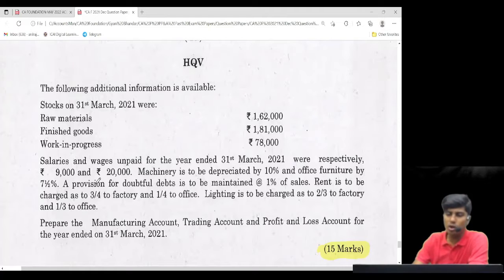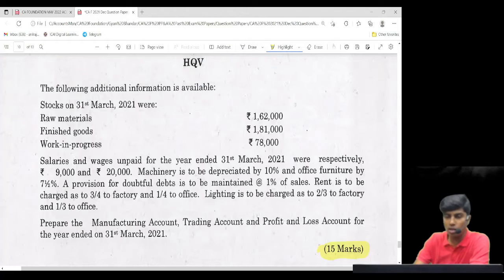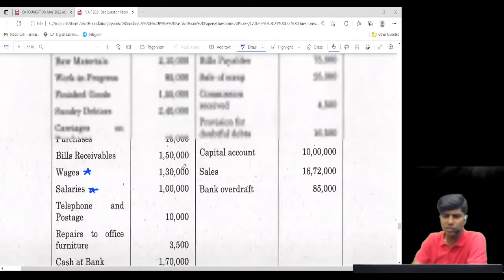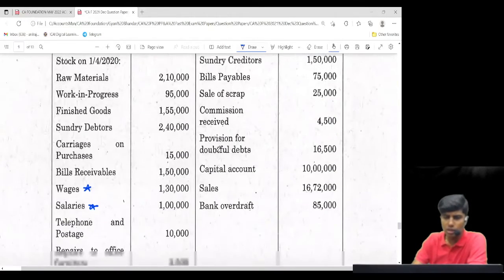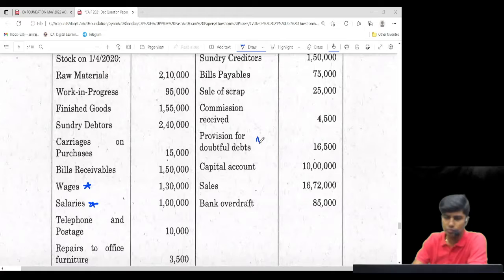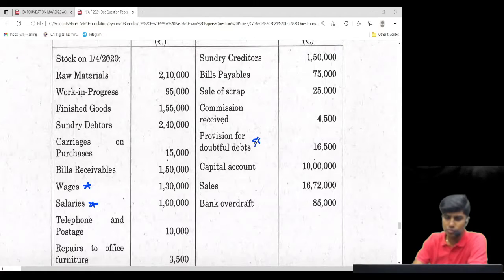Next adjustment: provision for doubtful debts. But the catch is that it is not 1% of debtors. In this case, it is 1% of sales. Remember, it is not on debtors, it's on sales. Let's keep one tick. Do we already have a provision? Read the question. Yes, we already have. I don't know how many of you would have taken it on debtors by mistake.